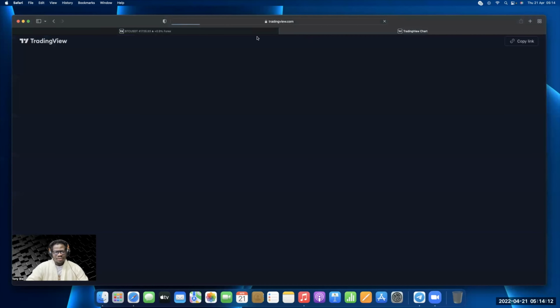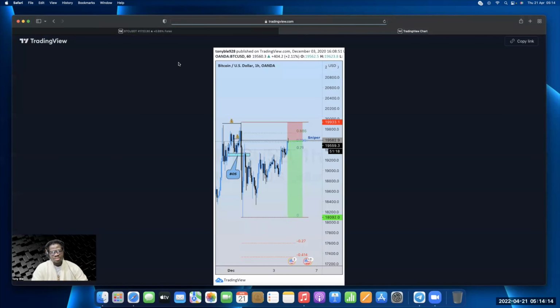Okay, all right, so this is the very first trade idea. As you guys can see, this is Bitcoin, US dollar, 1 hour, Oanda. Let's check the date stamp. This is published on tradingview.com, December the 3rd, 2020, 16:08. That is 4:08 p.m. my time. I'm on the 3rd of December 2020, 4 p.m.